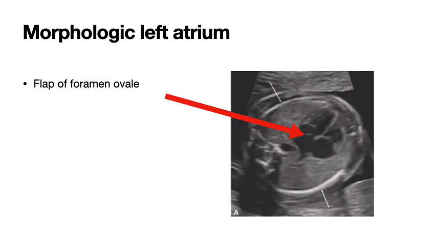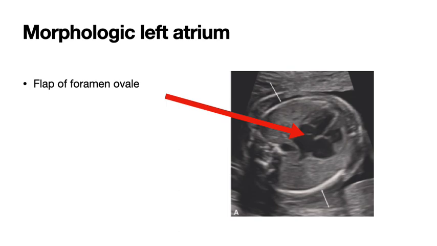All right, so now we're going to go through the chambers here. When it comes to the atrium, by ultrasound criteria, the thing that makes the left atrium is the flap of the foramen ovale. Remember, the flap of the foramen ovale came from the septum primum. The first septum that showed up between the two atria is the septum primum.